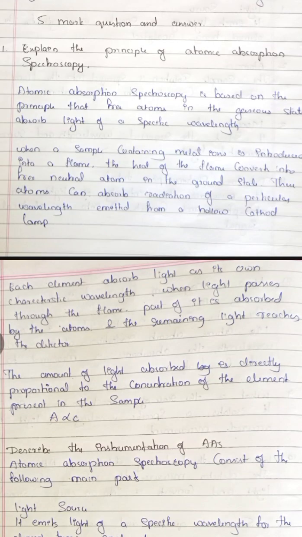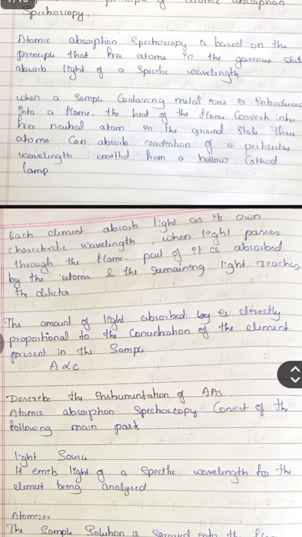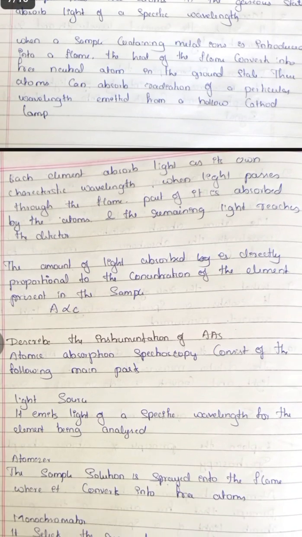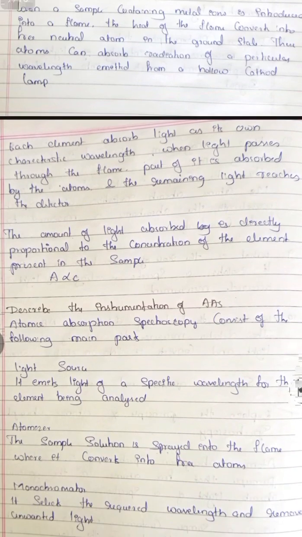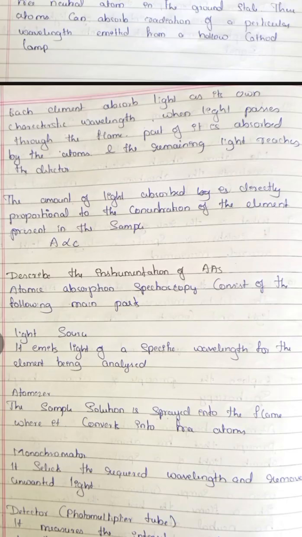Atomic absorption spectroscopy is based on the principle that free atoms in the gaseous state absorb light of a specific wavelength. When a sample containing metal ions is introduced into a flame, the heat of the flame converts them into free neutral atoms in the ground state. These atoms can absorb radiation of a particular wavelength emitted from a hollow cathode lamp. Each element absorbs light of its own characteristic wavelength. When light passes through the flame, part of it is absorbed by the atoms and the remaining light reaches the detector. The amount of light absorbed is directly proportional to the concentration of the element present in the sample.